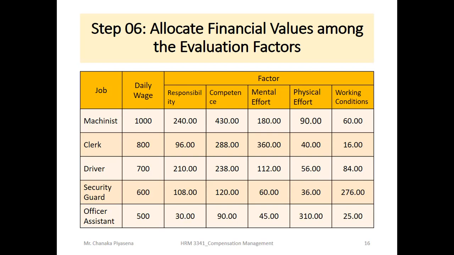Clerk, 800 rupees. Why do we pay 800 rupees for the clerk? For the responsibility 96 rupees. Competence 288 rupees. Mental effort 360. Physical effort 40 rupees, and working conditions 16 rupees. Likewise, we need to identify why we pay this daily wage or salary. Then we can allocate this daily wage or daily salary among the evaluation factors.